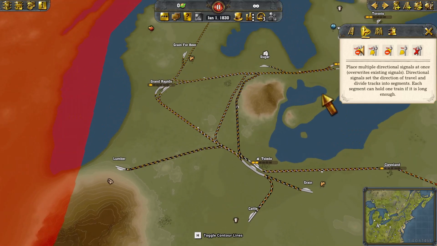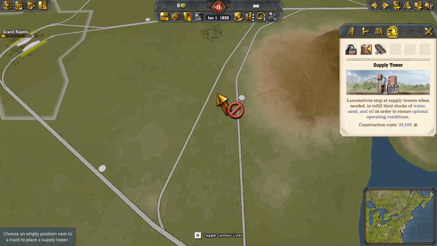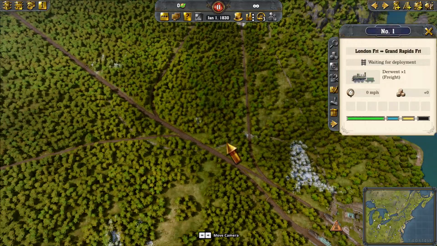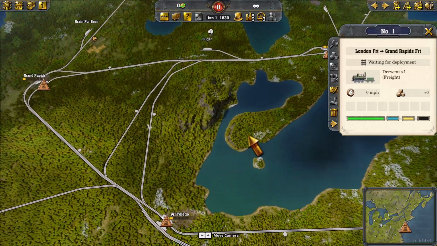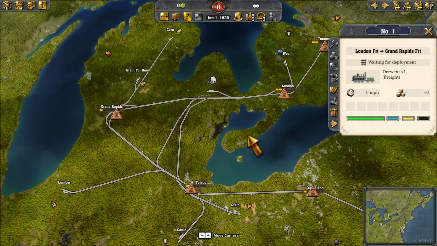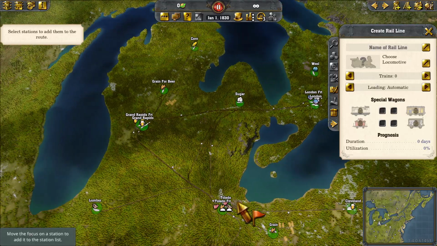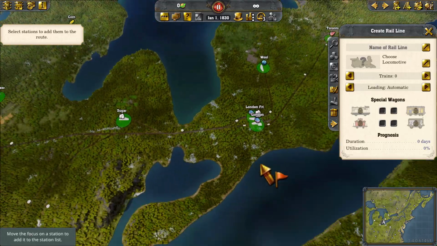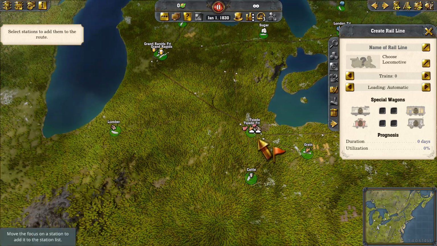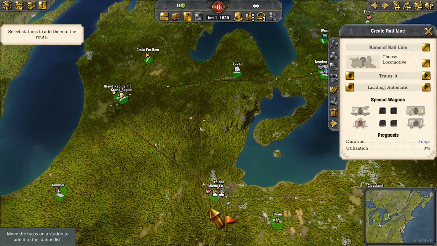Like that. Give it signals. Give it some repair or supplies. There we go. Now, let's have a line for our London Freight going to Toledo, right? And it's the same kind of deal. We've got 2 here. We've got 3 here. So we'll do it from the perspective of 3.